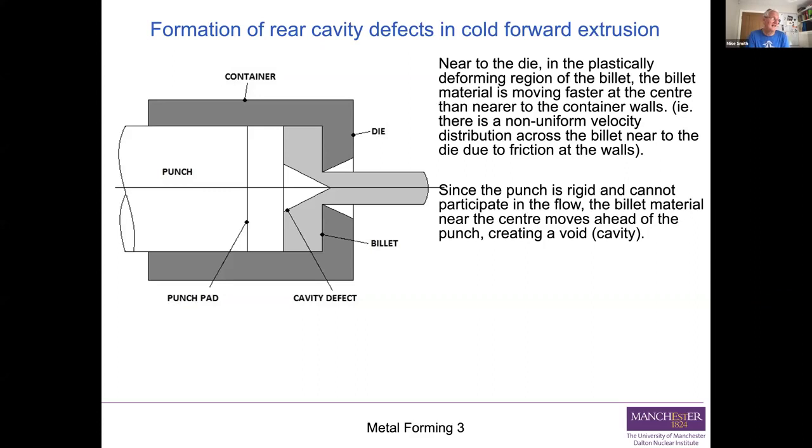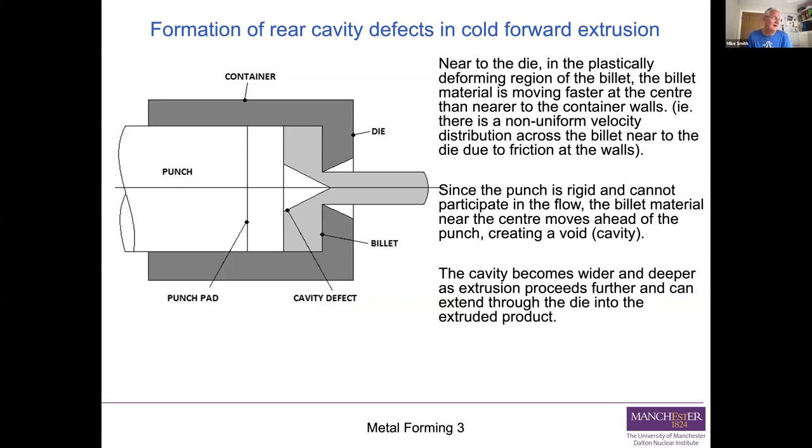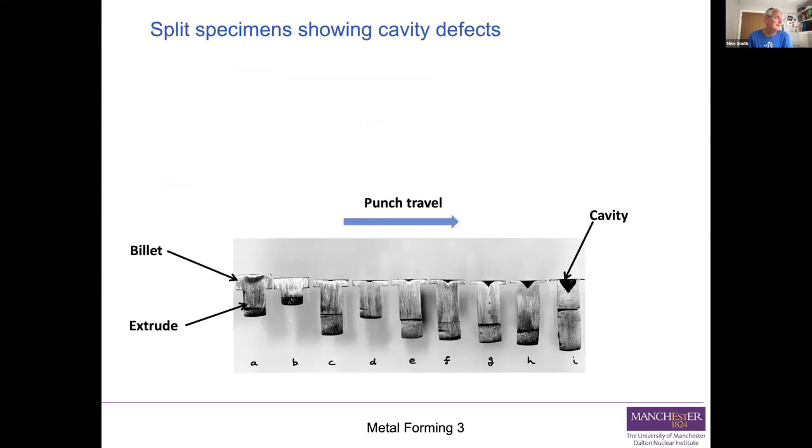And so you create a cavity or a void in the back of the billet, and it becomes wider and deeper as extrusion proceeds. And if you're not careful, it goes right through the die and out into the finished product. So you end up with a whole series of voids and cavities inside your final extruded component, which you generally don't want. And here is an example of a series of little extruded specimens showing cavity defects.